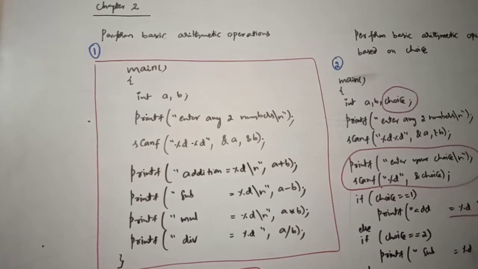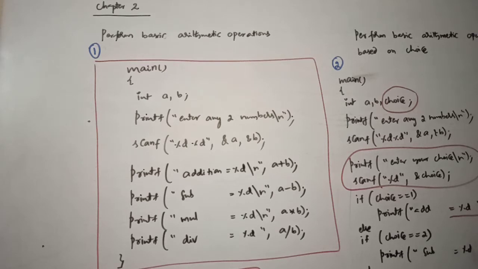So chapter 2, we have a few more programs. Look at program number 1, program to perform basic arithmetic operations. The term basic is important. Basic arithmetic operators are plus, minus, multiplication, division.